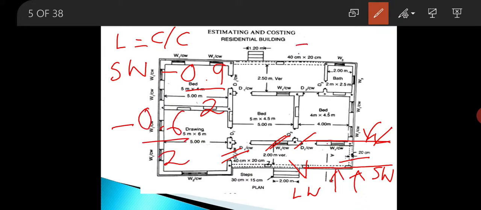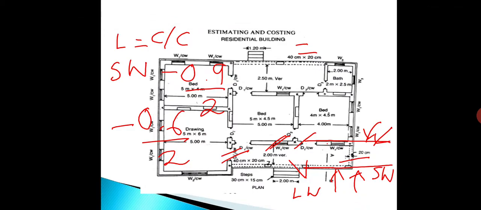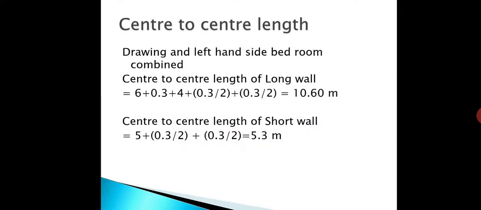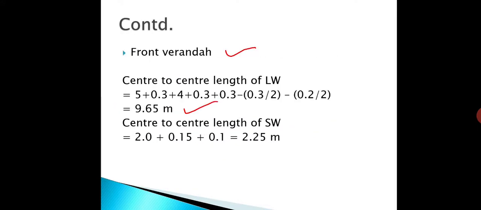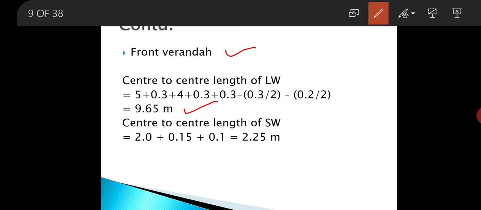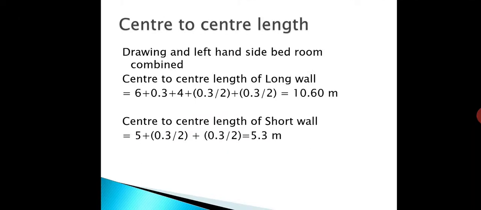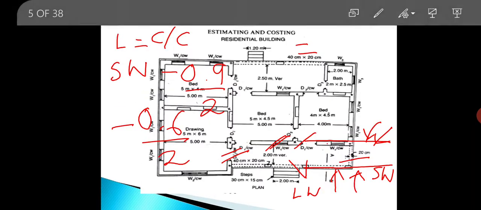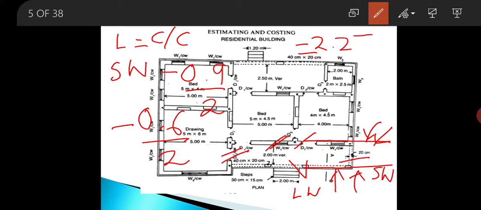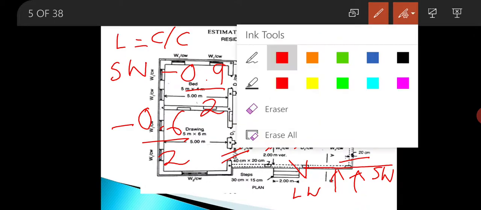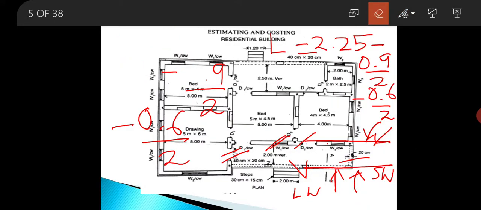So this will give us the length. So first is center. What is the center to center length of short wall? So see here, in the front veranda, the center to center length of short wall is 2.25 meter. Okay. So this will be equal to 2.25 minus 0.9 by 2 minus 0.6 by 2. Okay. This is the final length of the short wall.